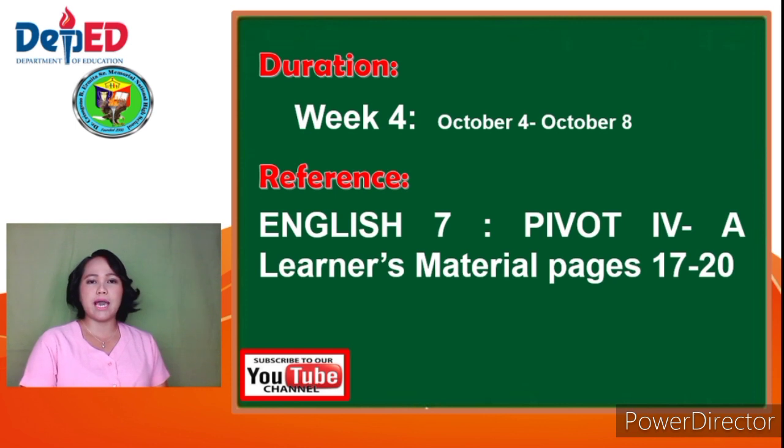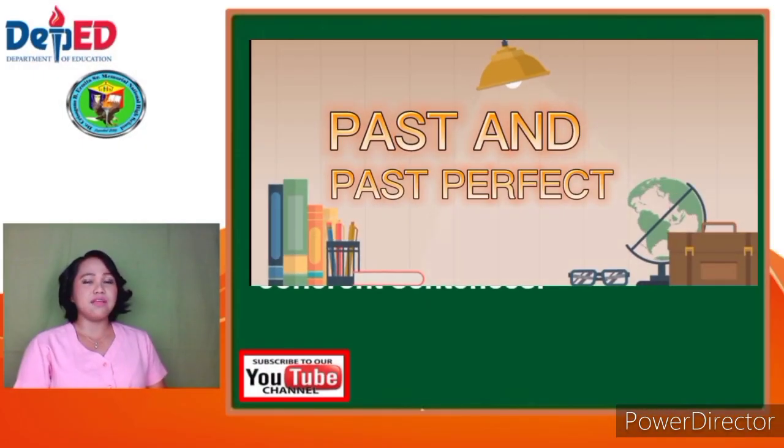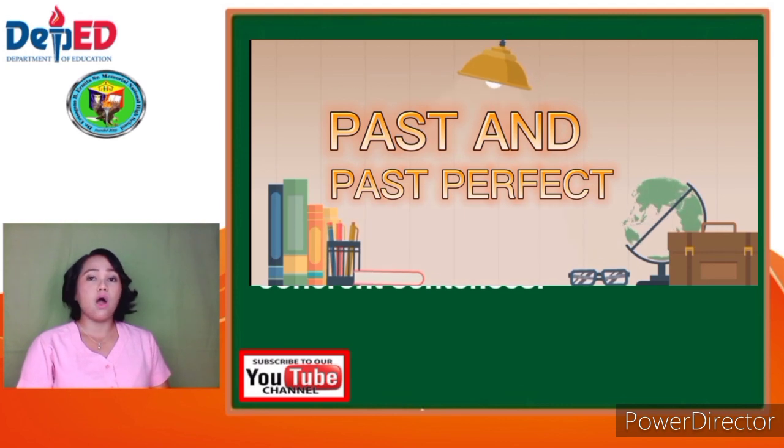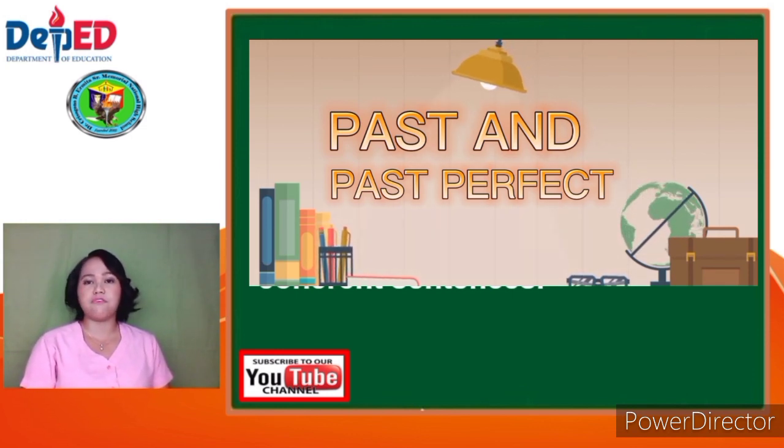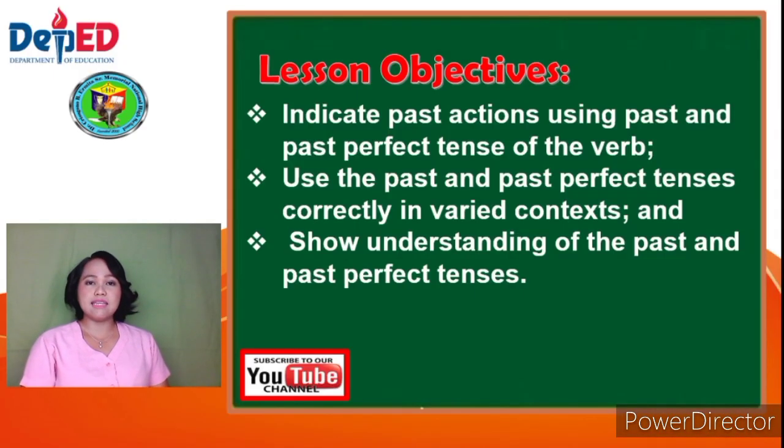For the reference, we have English 7, Pivot 4A, Learner's Materials, pages 17 to 20. This lesson focuses on the grammatical features of past and past perfect tenses. This lesson highlights the clear distinction between the two and how they interact in forming clear and coherent sentences. For the lesson objectives, indicate past actions using the past and past perfect tense of the verb, use the past and past perfect tenses correctly in varied contexts, and show understanding of the past and past perfect tenses.